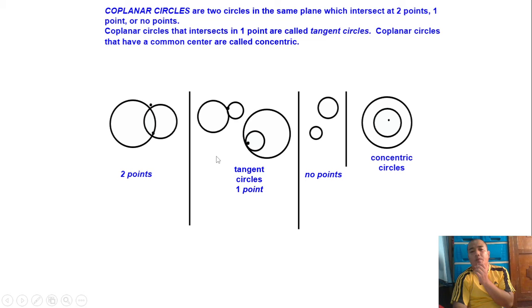So these are what we call coplanar circles. These are two circles in the same plane which intersect at 2 points, 1 point, or no point. So in this figure, two circles intersect at 2 points. In this figure, two circles intersect at 1 point only, externally and internally. So tangent circles at 1 point. Whereas here, these are coplanar circles that do not intersect. And we have here another two circles that do not intersect, but they do have the same center, so they're called concentric circles.